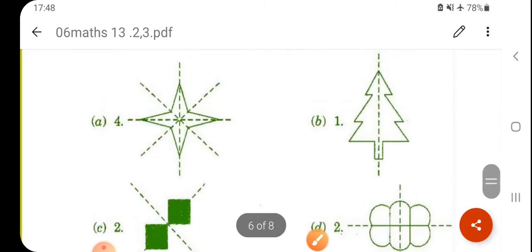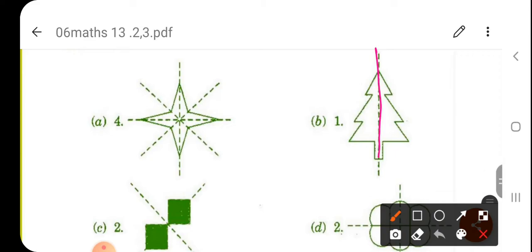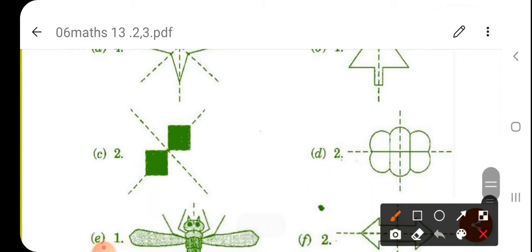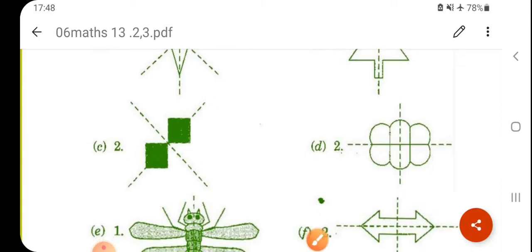Then a tree, a Christmas tree type figure is given. So a vertical line of symmetry is possible. Then one figure is given, with 2 shaded squares. This way you can draw the diagonal, cross lines. So the order of symmetry is 2.